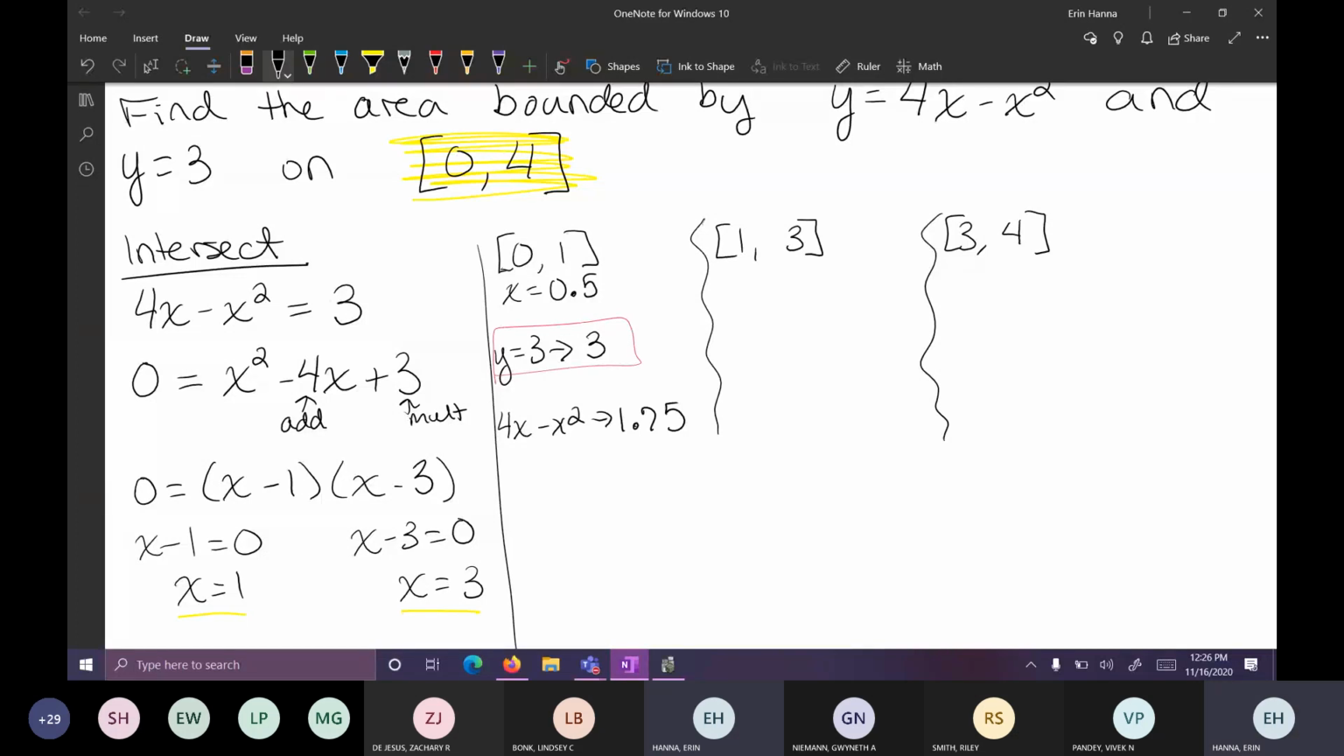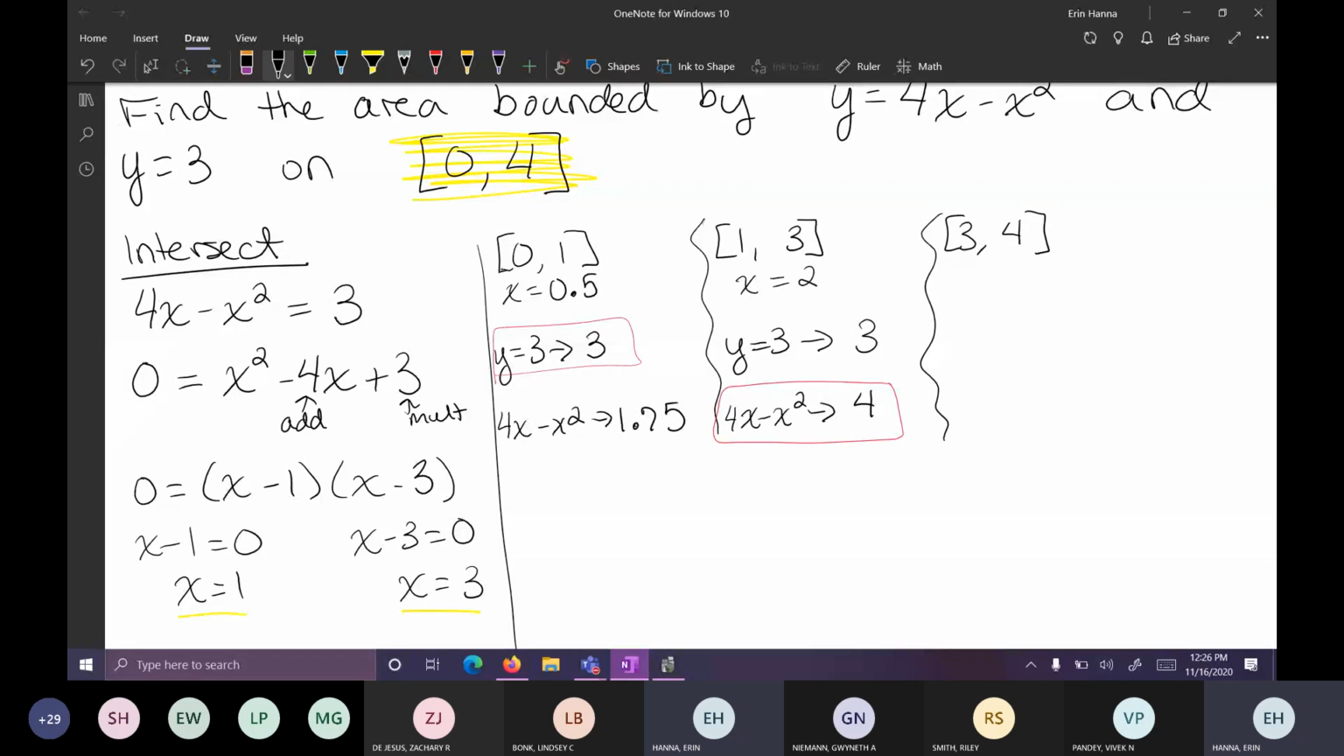Then we're going to do the same thing. So between 1 and 3, pick a number between 1 and 3. I'm going to pick 2. Plug it into both functions. Again, y equals 3 is just always going to give us 3. And then if we plug 2 into 4x minus x squared, I'm going to get 4. So now the 4x minus x squared is on top.